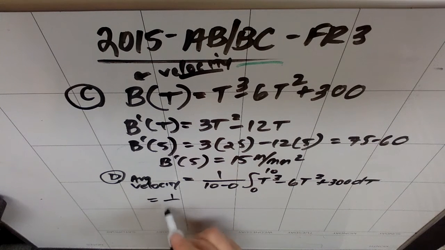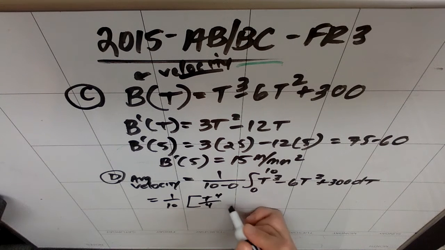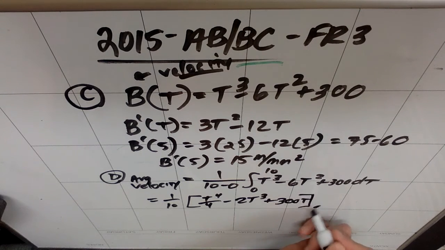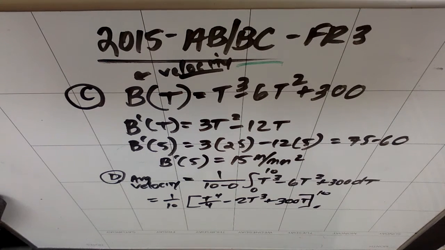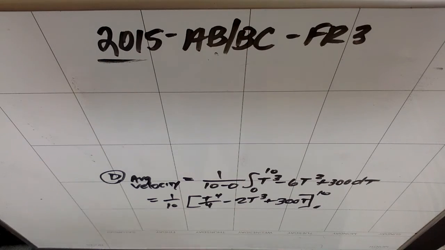So I'm going to get a 1/10 in front of, when I integrate, t to the 4th over 4 minus 2t cubed plus 300t, from 0 to 10. Right, so there's two good bits of news here. First good bit of news is that one of my bounds is a 0, and when I plug 0 into this polynomial, everybody's gone. So that's great. The second bit of good news is that the other bound is a 10, and 10 is one of the only numbers that's really easy for us to put to powers.